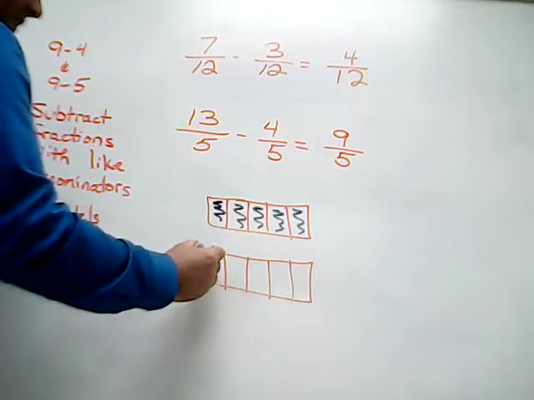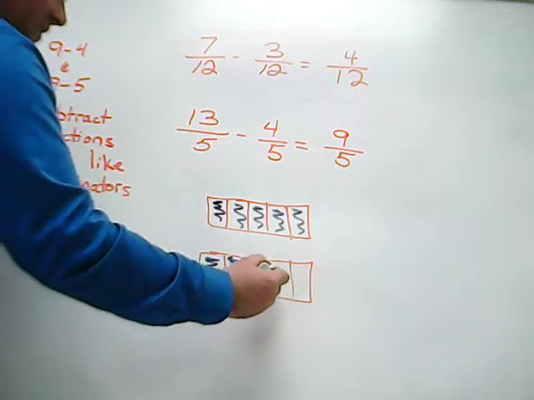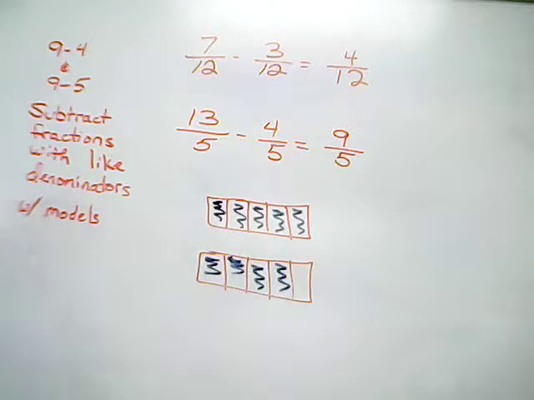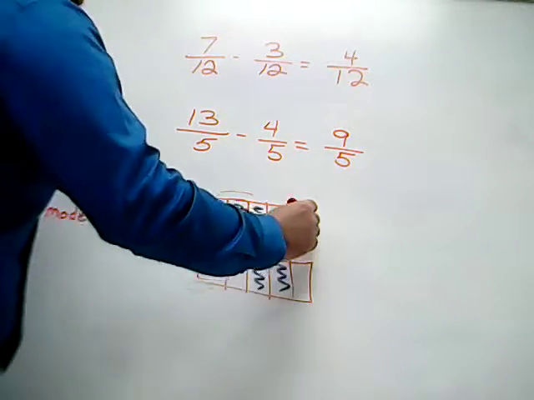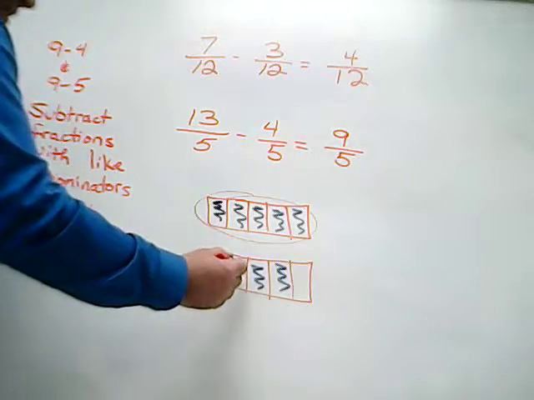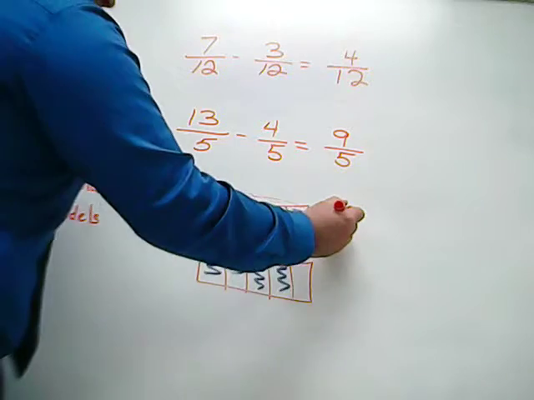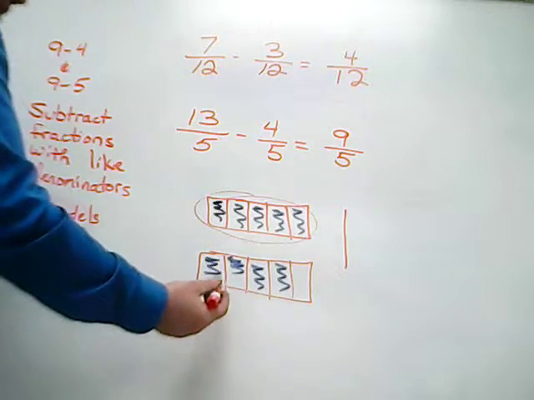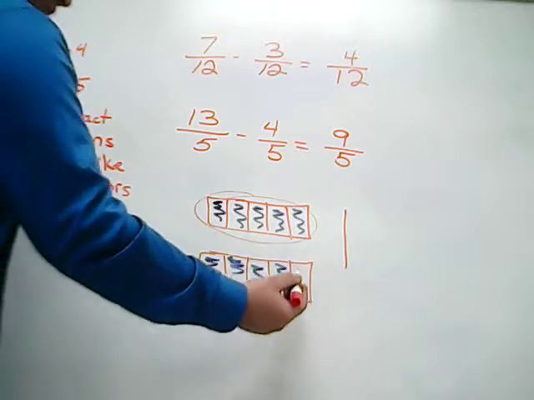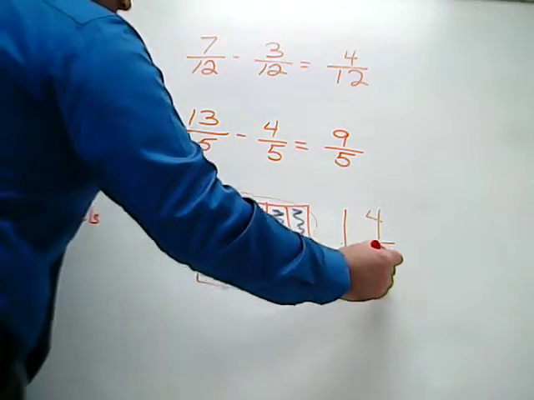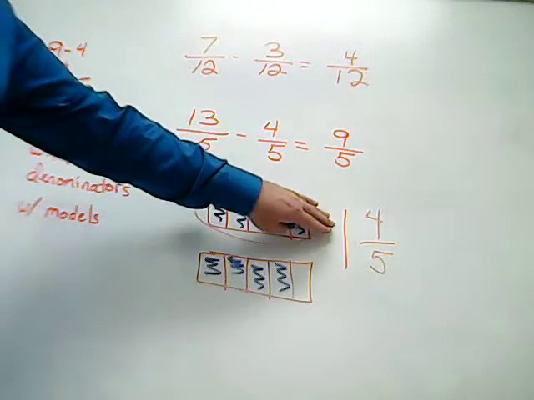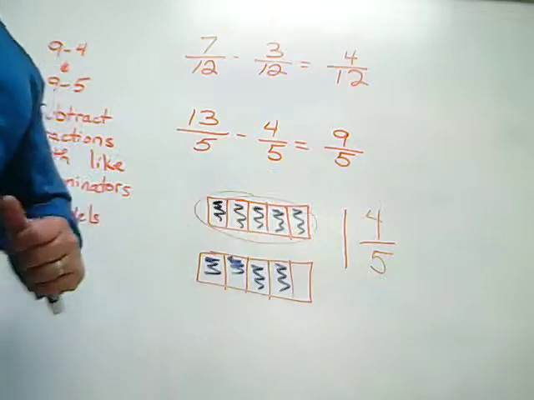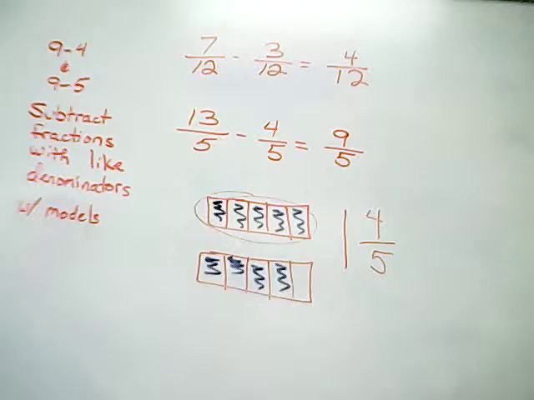So I've colored in 5, 6, 7, 8, 9. How many whole rectangles have I colored in? Well, I've colored in this entire one, but I've not colored in this whole entire one. So I have one whole rectangle colored in, and how much of this second one? The correct answer would be 4 fifths. So 9 fifths, written as a mixed number, is 1 whole and 4 fifths. 1 and 4 fifths.